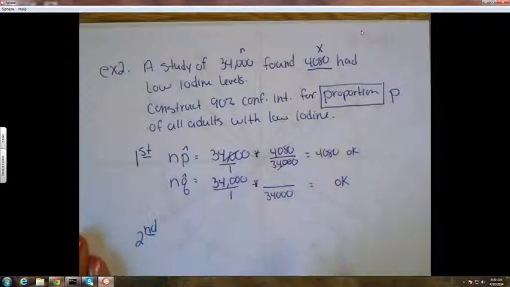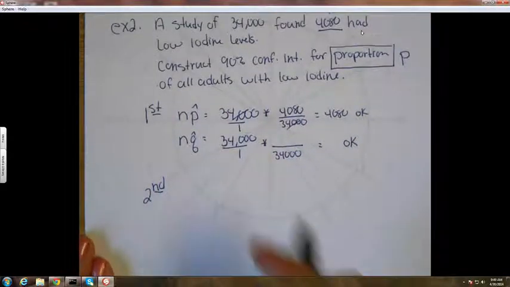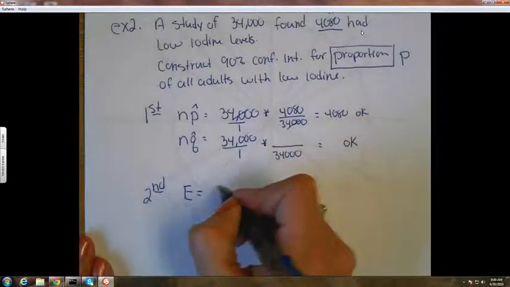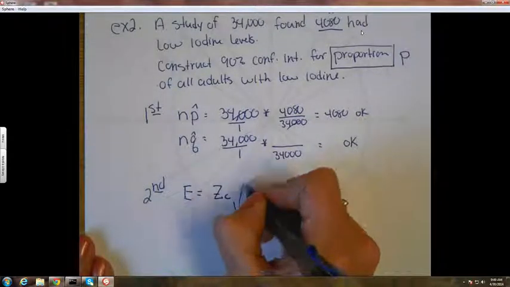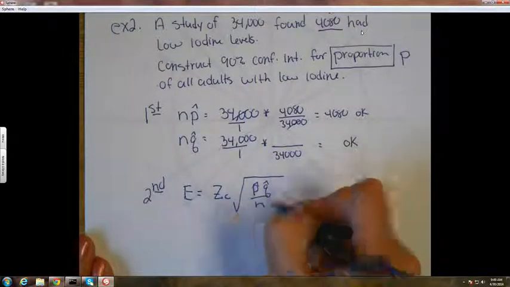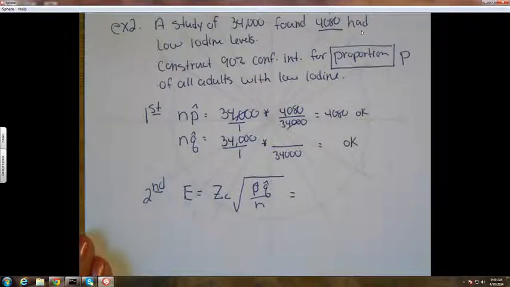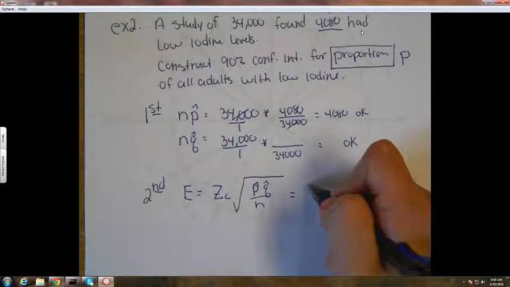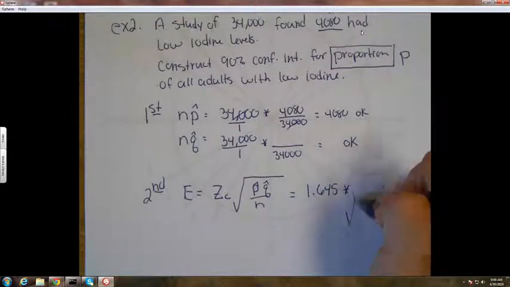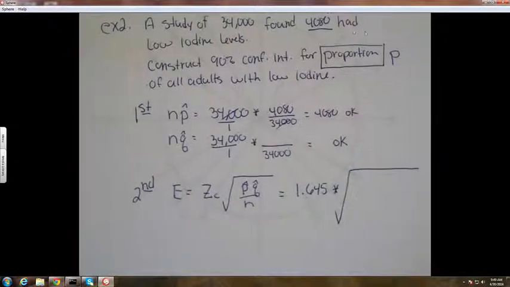So we'll calculate the max error. Z-score times the square root of P hat, Q hat, over N. Okay, I gave you 90%. Does anybody remember the Z-score for 90%? It was in our table because it's one of the common ones. Very good. Well, I guess I am going to need that number.